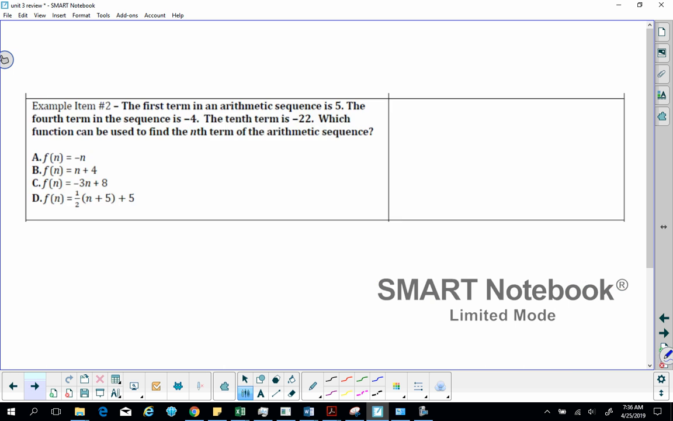So this one said the first term in arithmetic sequence. What does arithmetic mean? Adding, subtracting, it's a linear equation. So when I see the word arithmetic, I know it's going to be linear. So I should zone in on my formula sheet to where it says arithmetic. Then it says the first term is 5. The fourth term is -4. The 10th term is -22. What's the answer here?